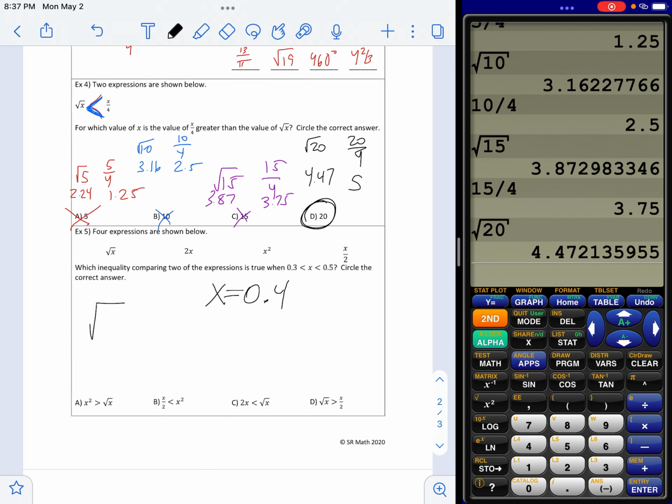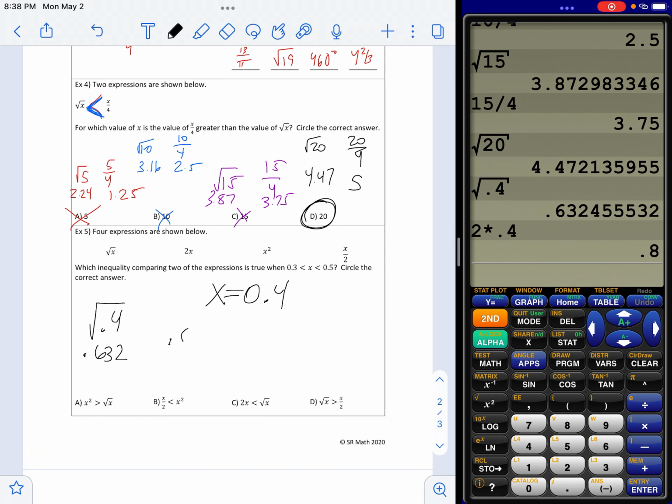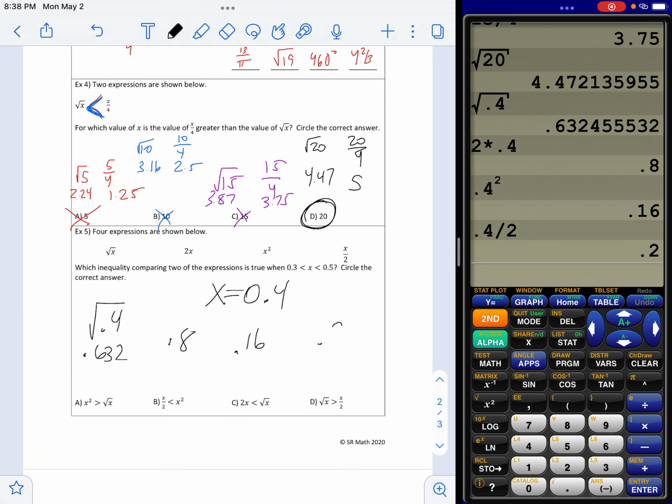Okay, so the square root of 0.4 is 0.632, and then 2 times 0.4 is 0.8. And then 0.4 squared is 0.16, and then 0.4 divided by 2 is 0.2.